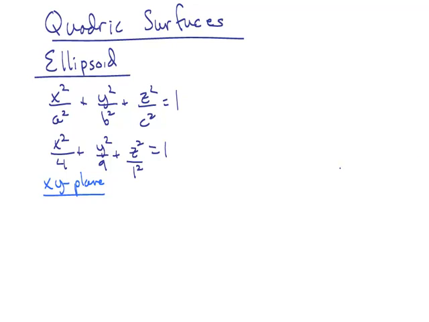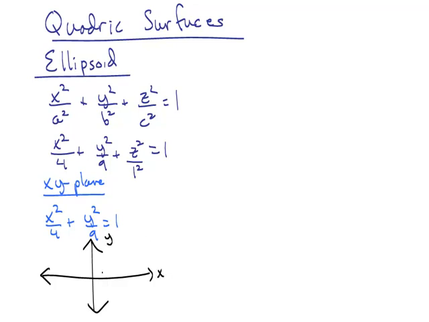So let's look on the xy plane. On the xy plane, z is equal to 0. I just have x squared over 4 plus y squared over 9 equals 1. Now, I know a lot of you did not spend a lot of time on conic sections in high school or algebra class, but here's a quick reminder of what those look like. This is going to be an ellipse that intersects the y-axis at plus or minus 3, and the x-axis at plus or minus 2. So there you have it.